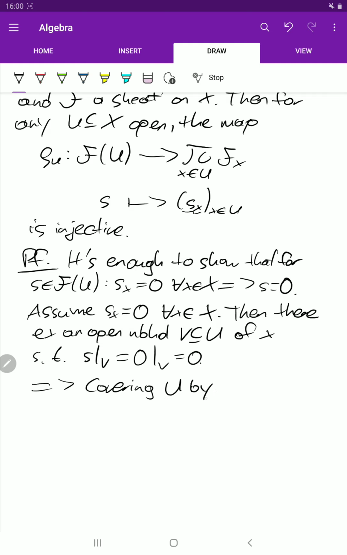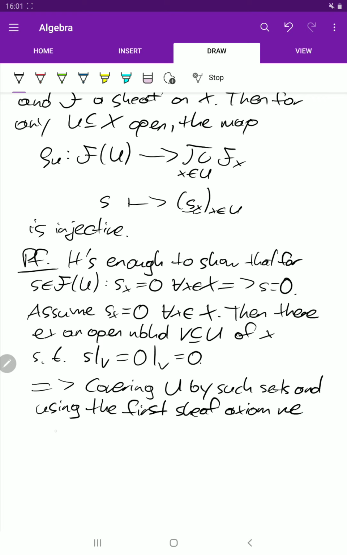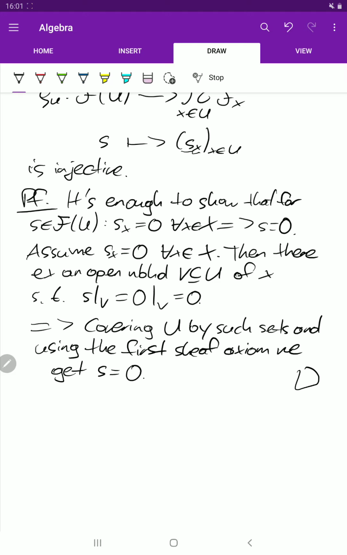Because we have this for all x, we use the first sheaf axiom, and we get that s has to be 0. So we have an open covering, and s agrees for all sets in this covering with 0, so it has to be 0. Okay, so that's the first lemma.